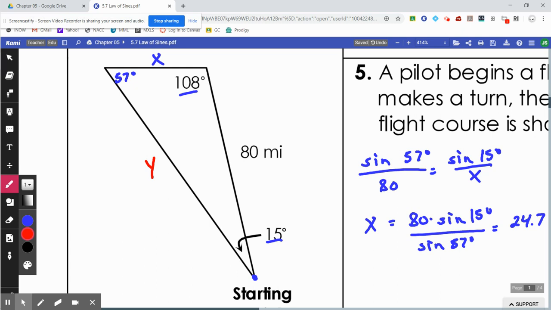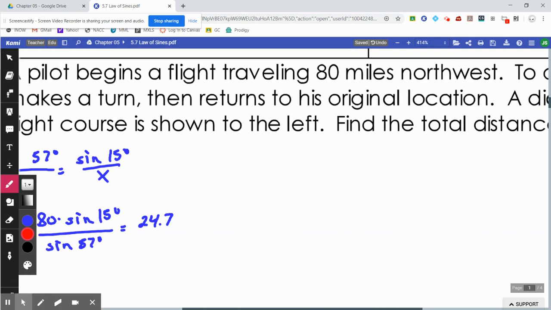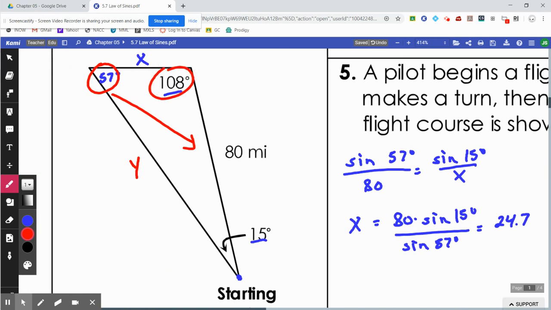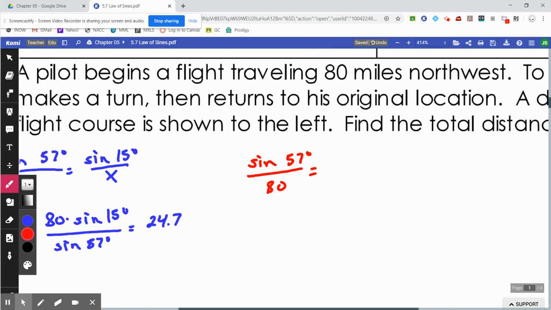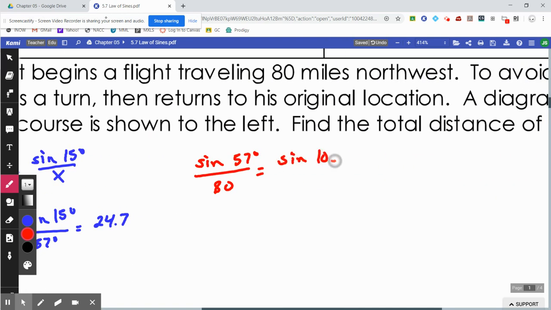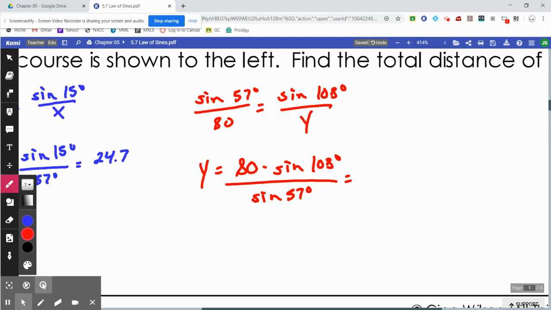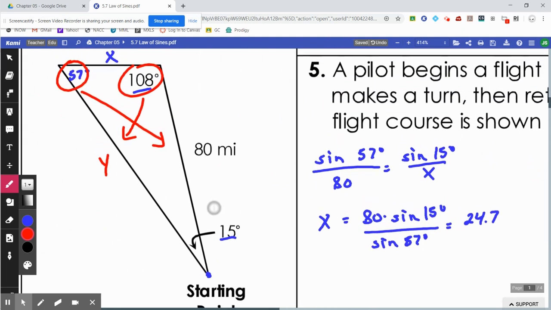Next up, let's find we'll call it a y value. We're going to start it out the same way. The sine of 57 over 80. The sine of 57 degrees over 80 is equal to, now to find y, we're going to have to use this angle instead. The sine of 108 over y. Solve it like a proportion. y is going to equal 80 times the sine of 108 divided by the sine of 57, and you get 90.7.